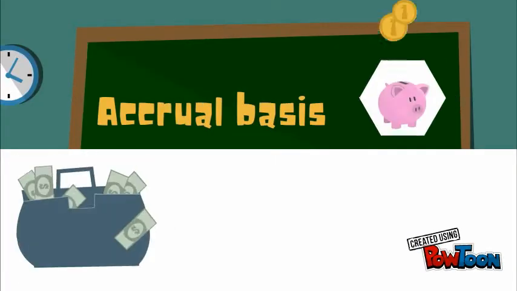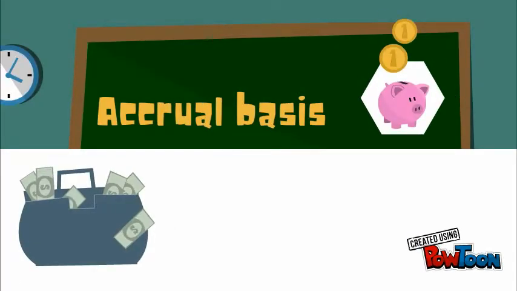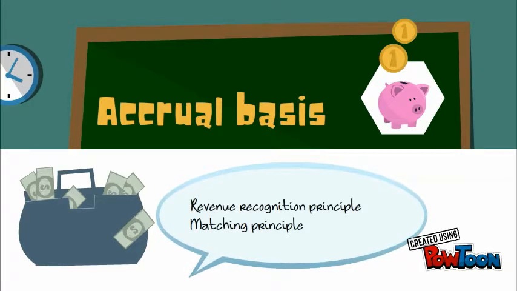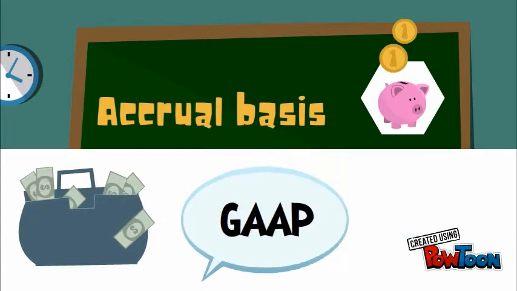In contrast, the accrual basis of accounting records revenues when they are earned and records expenses when they are incurred. This is an application of the revenue recognition principle and matching principle, so it is also therefore the required method by the generally accepted accounting principles.